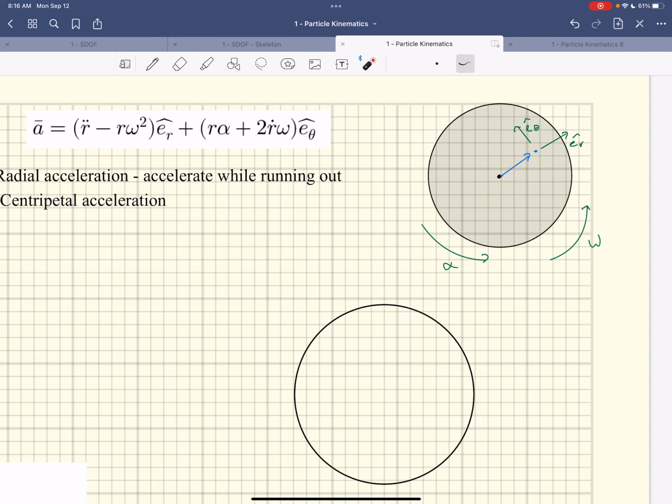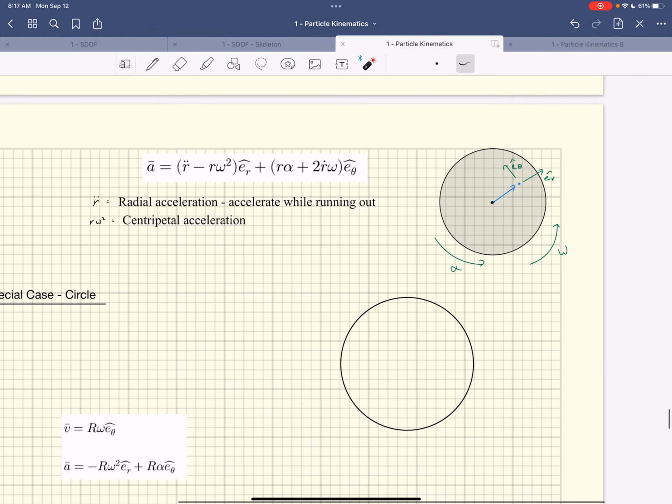So if I was at that thing, I'd have to lean towards the middle. I would have to accelerate back towards the middle by applying a force through my feet and leaning that direction. Otherwise, I go flying off, right? So that's the centripetal acceleration. If I don't accelerate that direction, then I'm down.